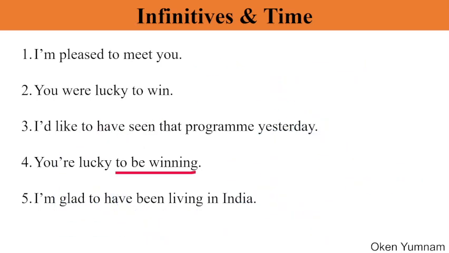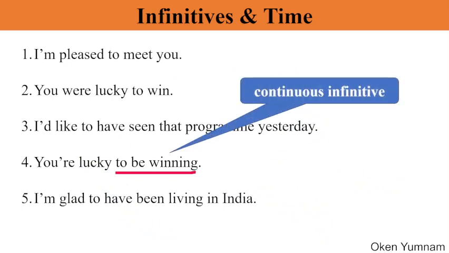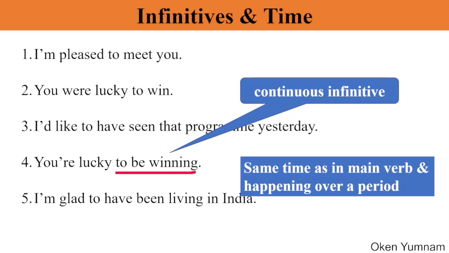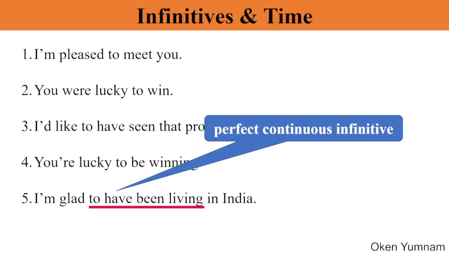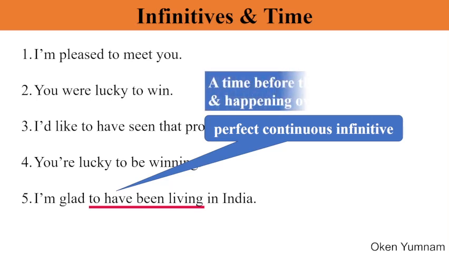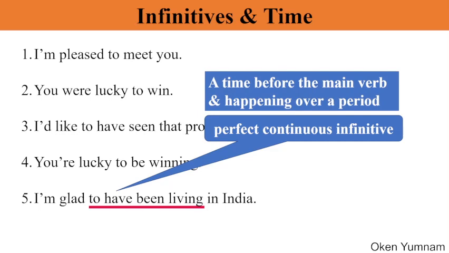Number 4, you are lucky to be winning. This is continuous infinitive. In continuous infinitive, they are at the same time as the main verb, but it goes over a period of time. And number 5, I'm glad to have been living in India. This is perfect continuous infinitive. We use it for a time before the main verb, but at the same time happening over a period, just like in perfect continuous tense.